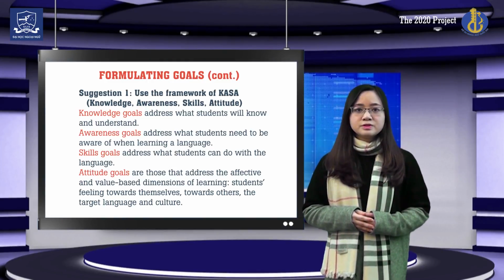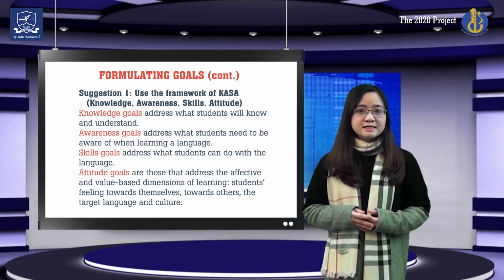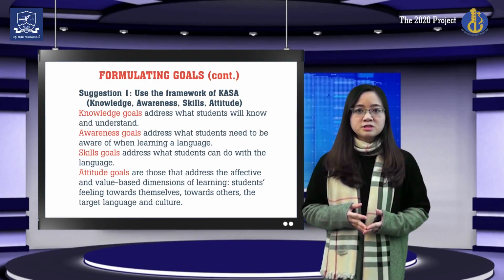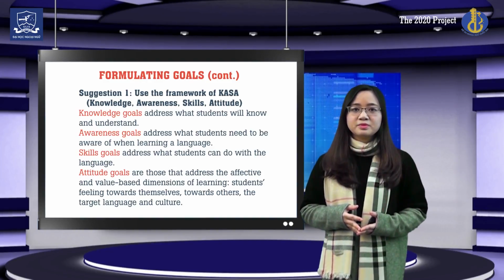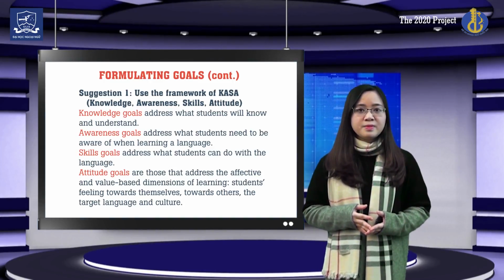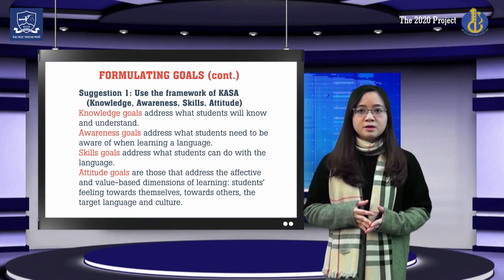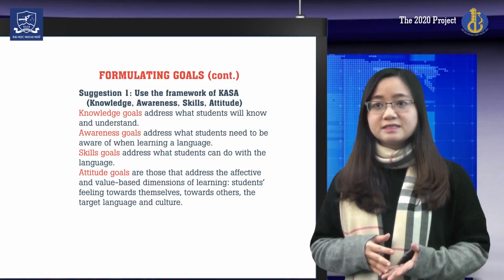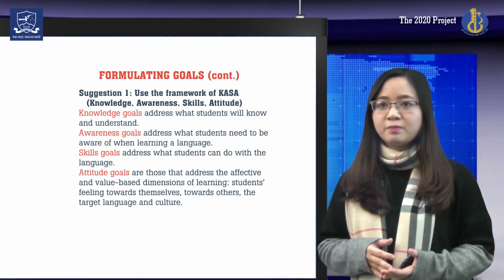Skill goals address what students can do with the language. This is perhaps the broadest area, encompassing the four skills of speaking, listening, reading, and writing, as well as the functions and tasks one accomplishes through language. Attitude goals are those that address the affective and value-based dimension of learning. Students' feelings toward themselves, toward others, and toward the target language and culture. These goals include respect, self-confidence, and valuing community.